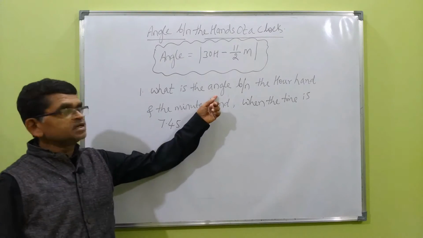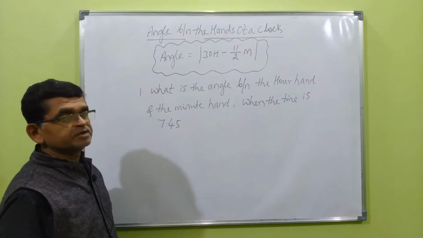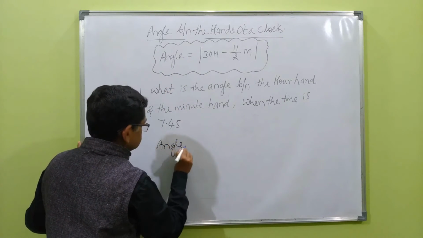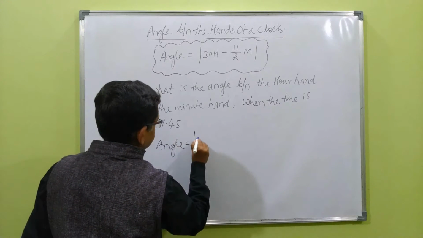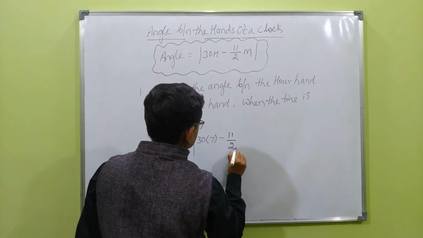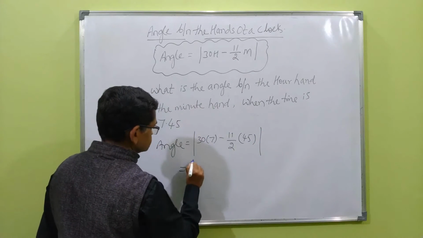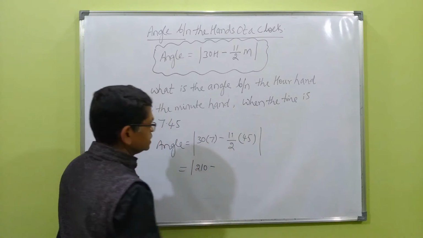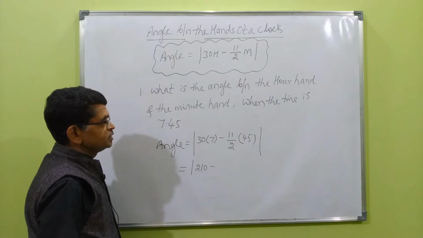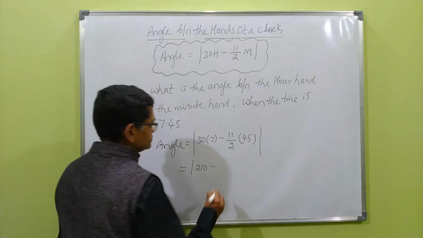What is the angle between the hour hand and minute hand when the time is 7:45? So again angle is 30 into 7 minus 11 by 2 times 45. You simplify and get the answer. 210 minus, this is how much it is, 22.5 into 11 or 5.5 into 45.